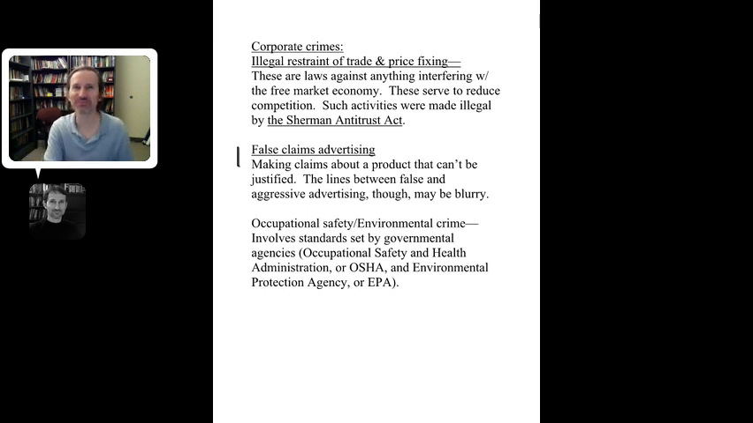False claims advertising. Now, this one is interesting because it involves, again, very specific legal jargon and definitions, common law type definitions, that decide what is a claim about a product that can or cannot be justified. So this is sort of a tricky thing because, as I say here, the line between a false claim and some type of aggressive advertising might be blurry. And you start to see people pushing these boundaries with things like, for example, foods that they may say have certain kinds of qualities that may seem a little bit like a drug that someone's taking, but because they're not actually drugs, they're not regulated by the drug rules.